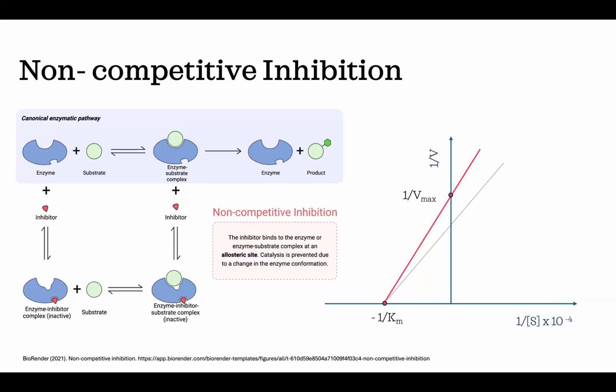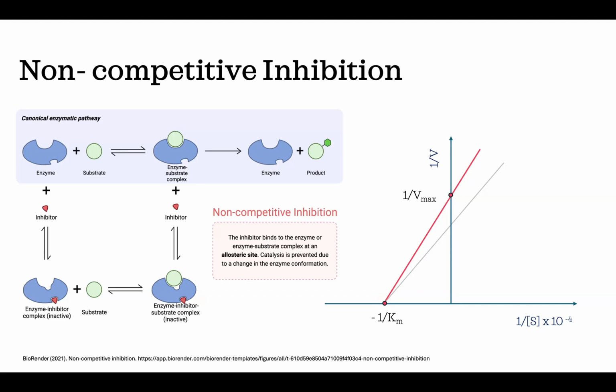On this slide, we are going to talk about non-competitive inhibitors. In non-competitive inhibition, the inhibitor binds to an allosteric site, not the active site, causing a decrease in Vmax without changing Km. So a non-competitive inhibitor binds to an enzyme at a site different from the active site, and its binding does not directly compete with the substrate for the active site. This leads to a decrease in the maximum reaction velocity, Vmax, but the Michaelis-Menten constant remains unchanged.